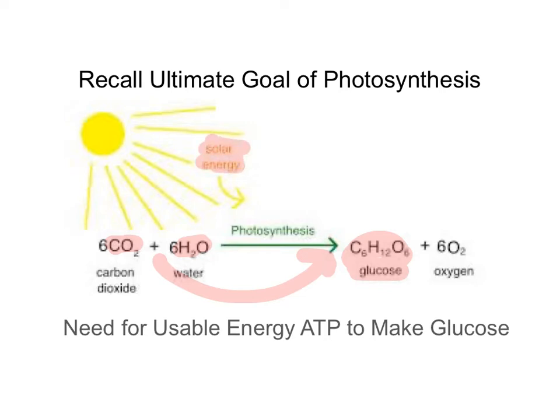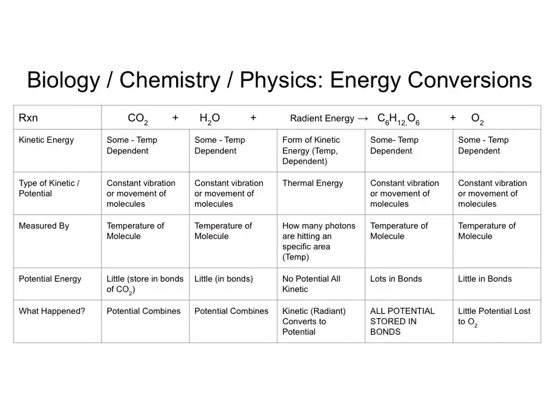The problem is it's not in the proper form. It's in radiant energy. So what we really need to do is take this radiant energy and put it into ATP, which is a usable form. Then we can use that ATP to assemble CO2 and H2O together through that anabolic reaction to create glucose, that complex molecule. So that's what we essentially need to do. We need to take the sun's energy and turn it into ATP so that we have enough energy to combine these molecules.